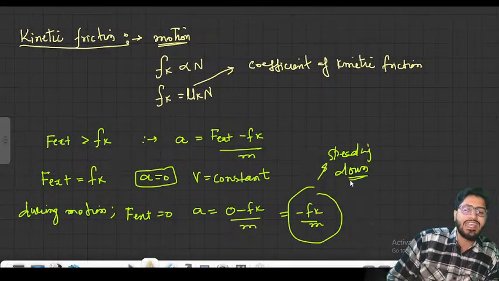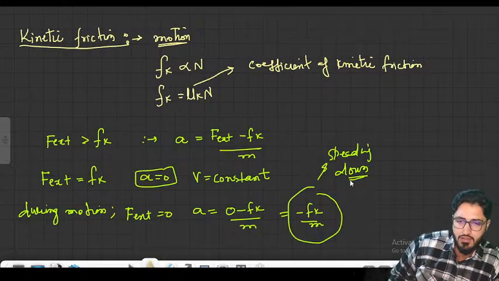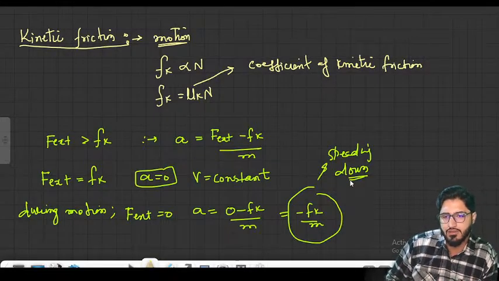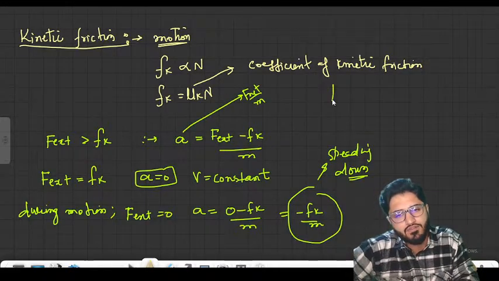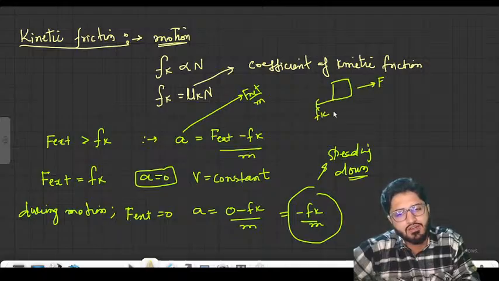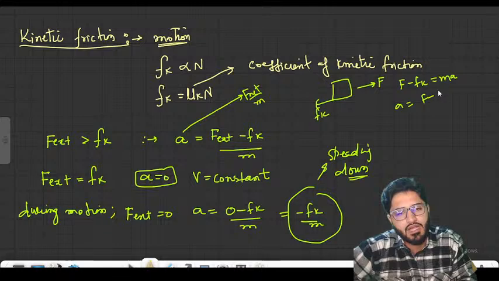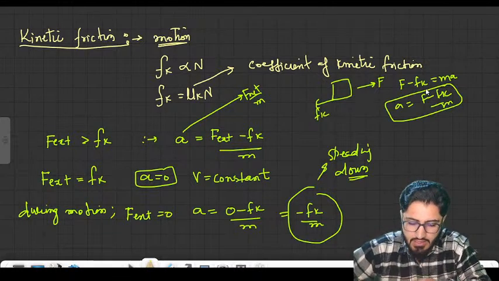You need to take these things right in your mind. Okay, why is there acceleration? Because acceleration means net force divided by m. If you are having a box, you are applying force F here, so there will be Fk here, right? So F minus Fk equals mass times acceleration. So a came out to be F minus Fk divided by m. Done?